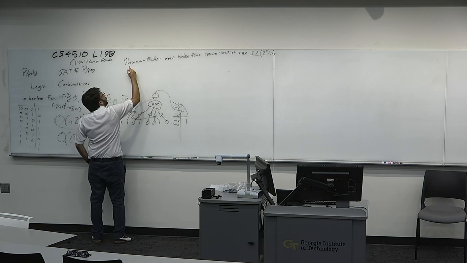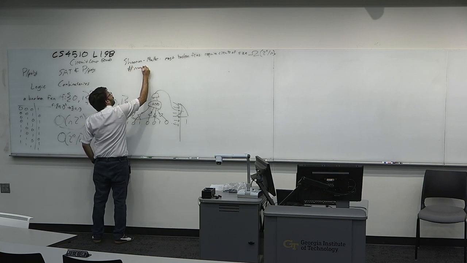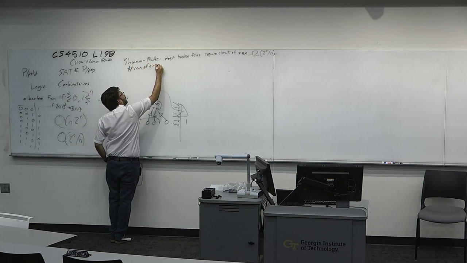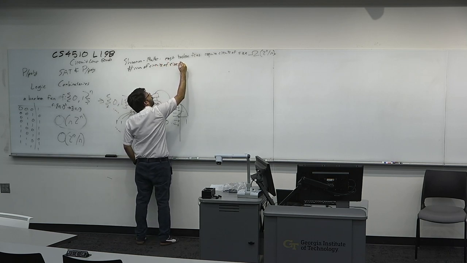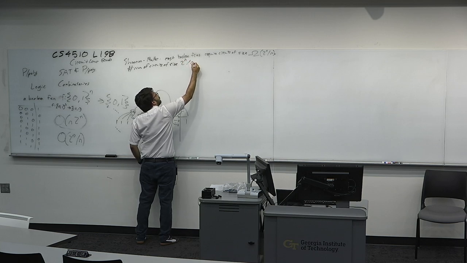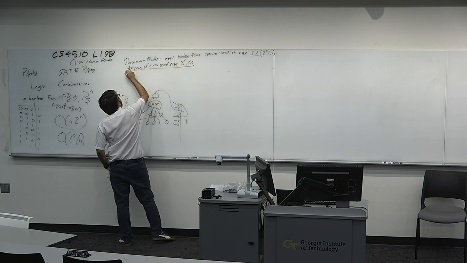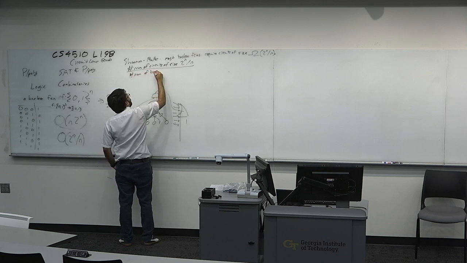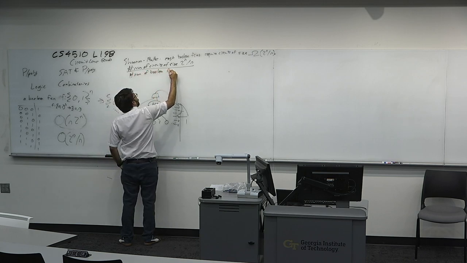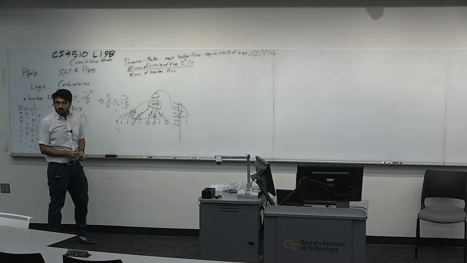We're going to compute the number of circuits of size 2 to the n over n, and we're going to divide that by the number of Boolean functions. Okay? Right? That's the value we want to compute.